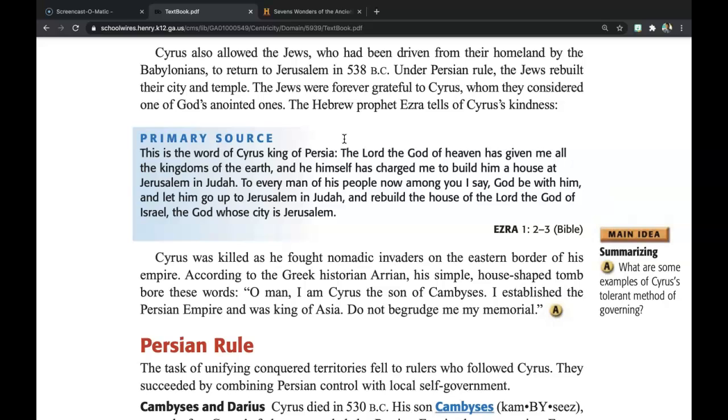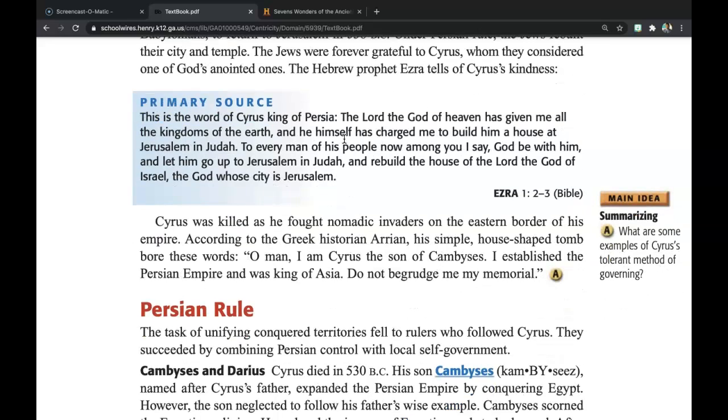From a primary source down here: "This is the word of Cyrus, king of Persia. The Lord, the God of heaven, has given me all the kingdoms of the earth, and he himself has charged me to build him a house at Jerusalem in Judah. To every man of his people now among you I say, God be with him, and let him go up to Jerusalem and Judah and rebuild the house of the Lord, the God of Israel, the God whose city is Jerusalem."